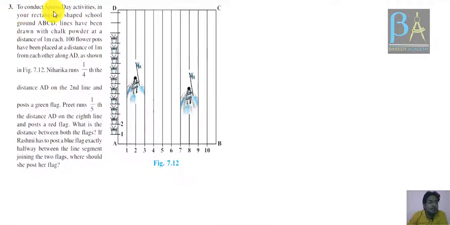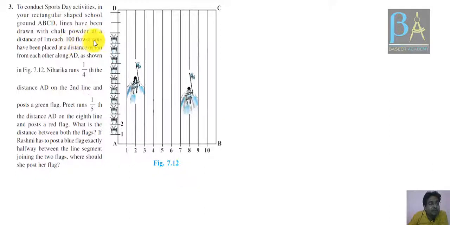It says to conduct sports day activities in your rectangular shaped school ground ABCD. So I can see a rectangular shaped school ground ABCD, and they are trying to conduct sports day activities. To do so, they have drawn lines using chalk powder at a distance of 1 meter each. So they drew a line at a distance of 1 meter from A, and again at a distance of 1 meter they drew another line, and again they drew the third line, and the fourth line, and so on.